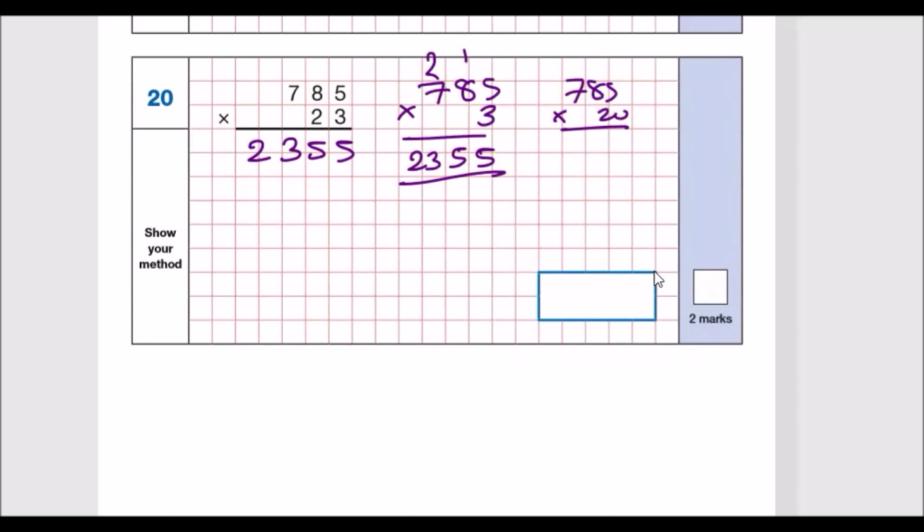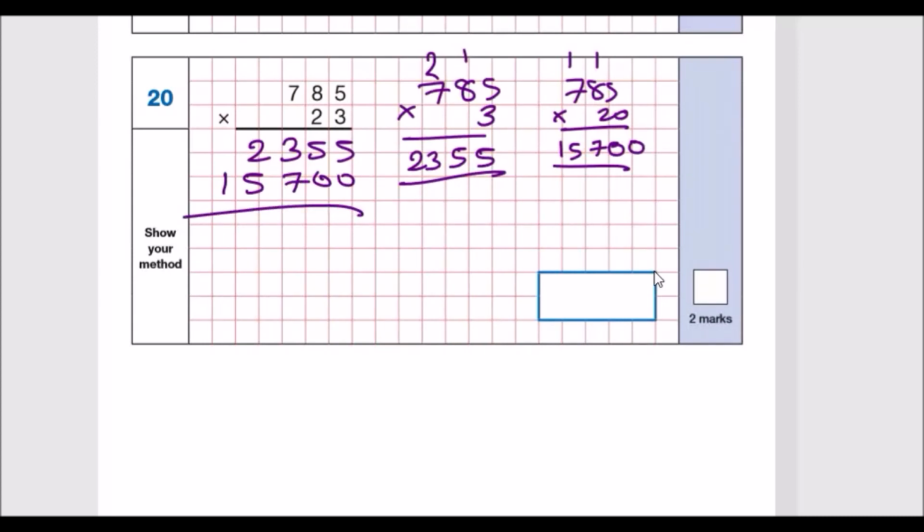Second one. So let's ignore the 0 for a second, yeah? Let's times everything by 2. So 2 times 5 is 10, carry the 1. 2 times 8 is 16, plus 1 is 17, carry the 1. And 2 times 7 is 14, plus 1 is 15. Easy. And because you got 0, instead of times it by 2, times it by 20, so times it by an extra 10. So add a 0. And now we just put this in front. So we got 15,700. And now we just plus them up.